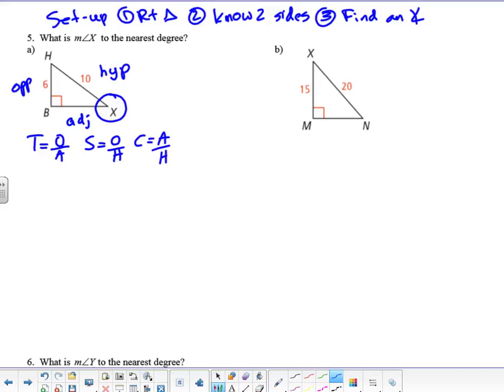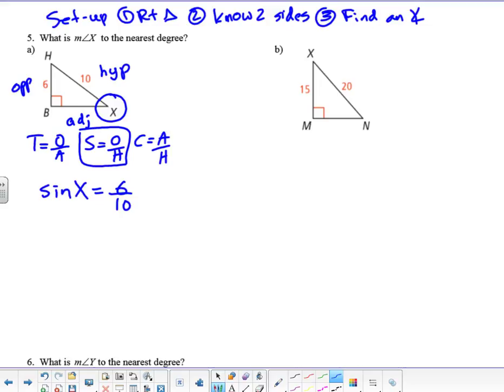So what two sides do we know? Let's figure out which trig function we're working with here. Well, opposite and hypotenuse, that's sine. So this is what we're going to work with here. We're going to write the sine of x, S-I-N, equals 6 over 10.